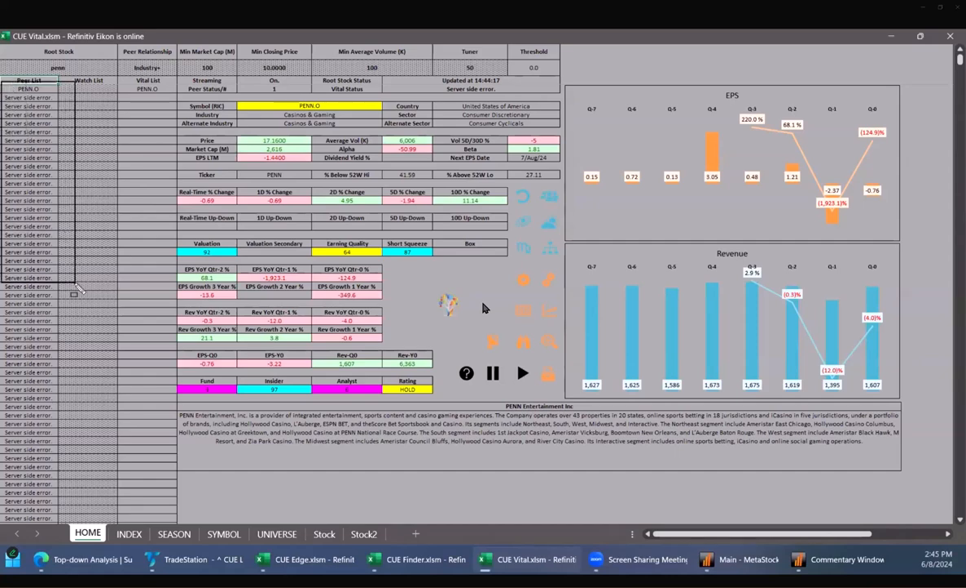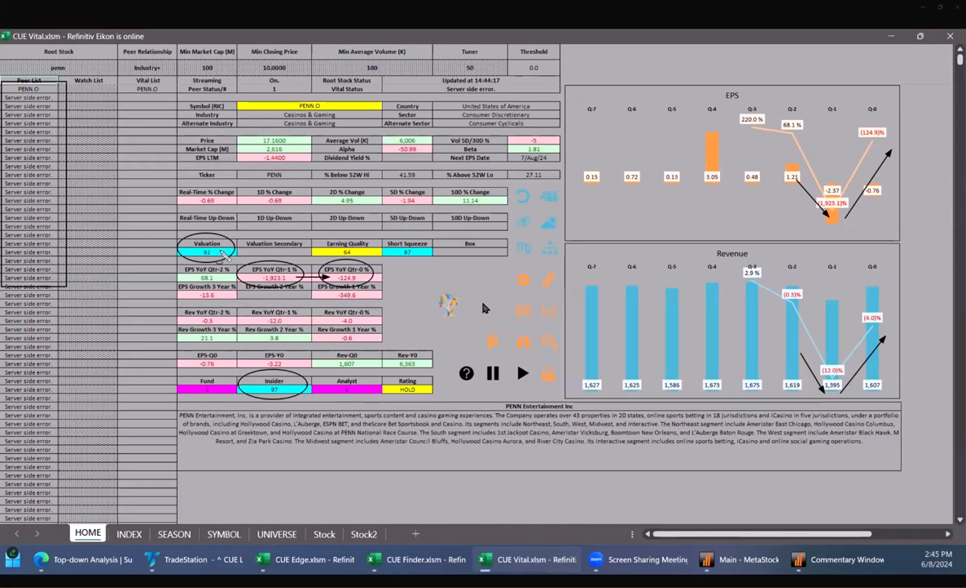Let's look at PAIN, and you can see a server side error. Sometimes Refinitiv has maintenance, no problem, or my internet may be slow. I'm not able to look at the peers, but it is an undervalued stock. It has huge negative earnings growth, but relative to the previous quarter, it is a huge improvement. I like these turnarounds in earnings growth, I like these turnarounds in revenue growth. I like turnarounds.